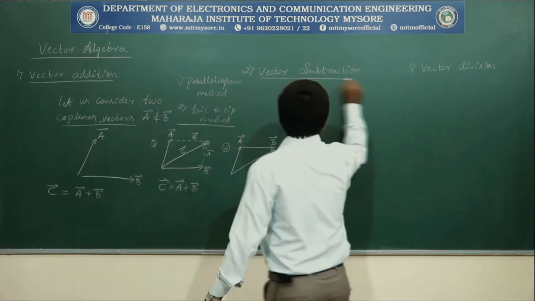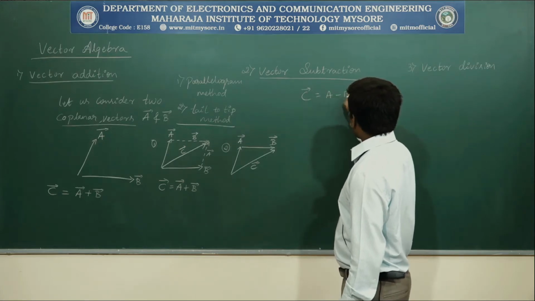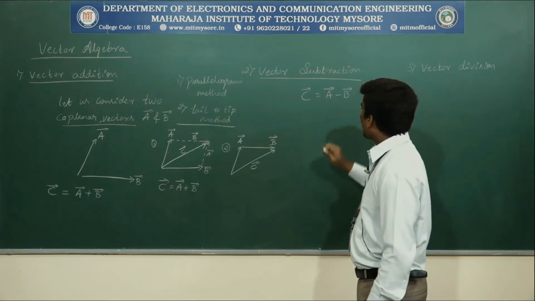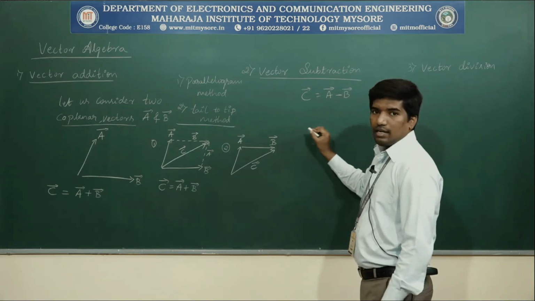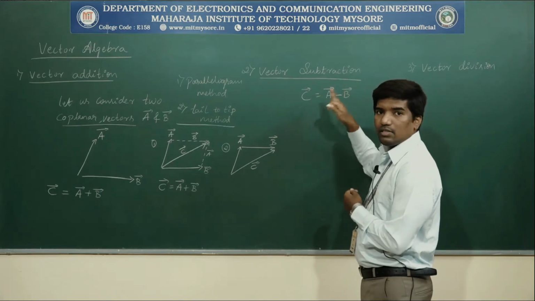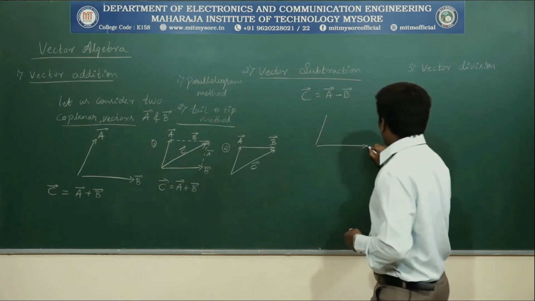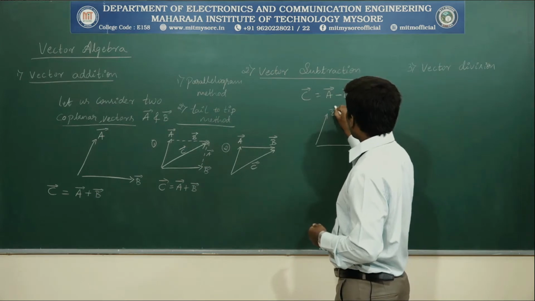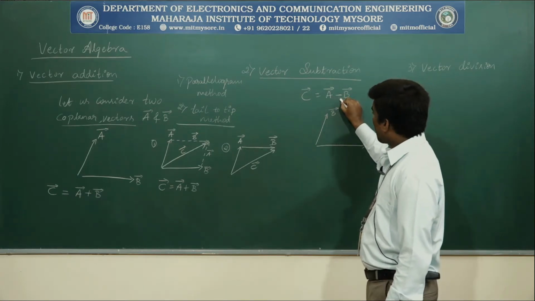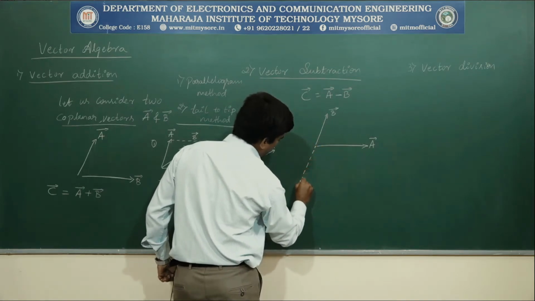Coming to vector subtraction, how can this be done? Suppose C is equal to A minus B. This is the expression given. C is the resultant vector, A and B are the two coplanar vectors. What does this negative sign indicate? The negative sign indicates the opposite direction, not a change in magnitude. The magnitude of B is positive, but the direction of B is opposite. Name this as vector A and this as vector B. Here A is positive and B is positive. Since we are performing subtraction, minus B represents the opposite direction with the same magnitude.